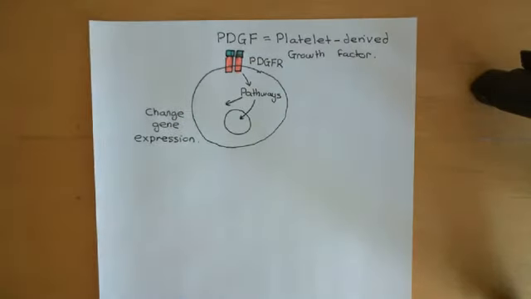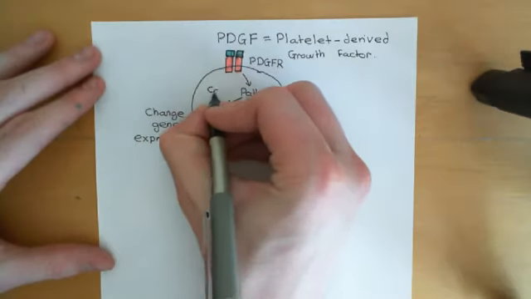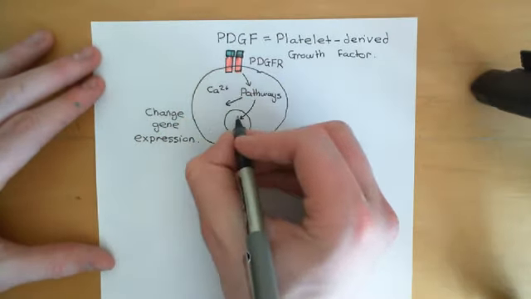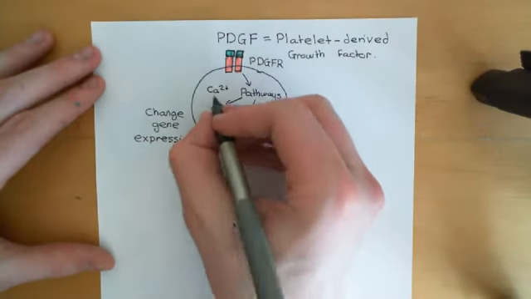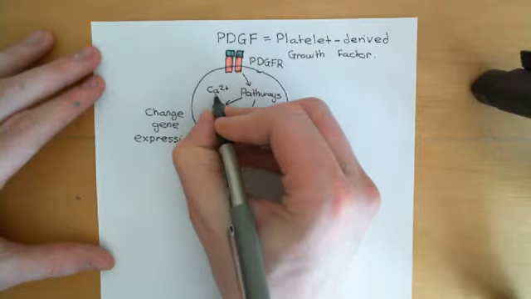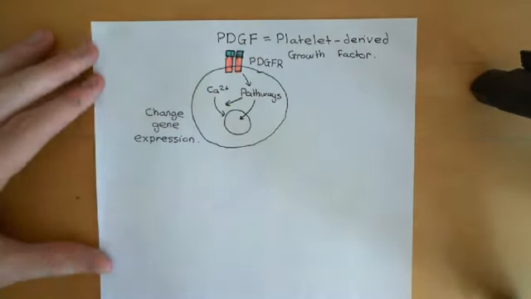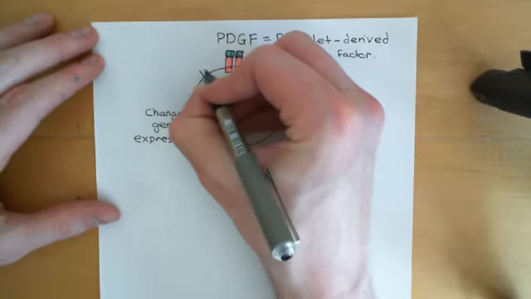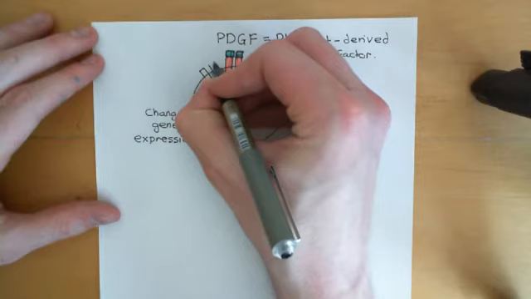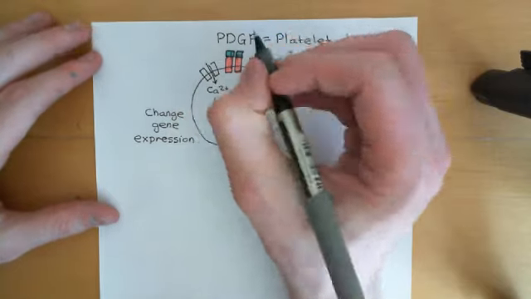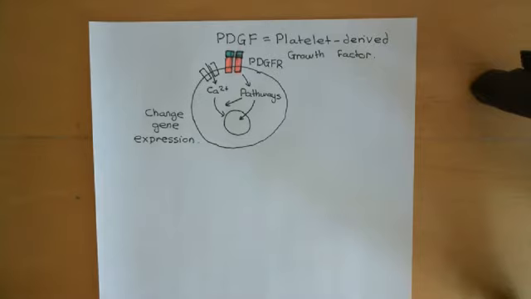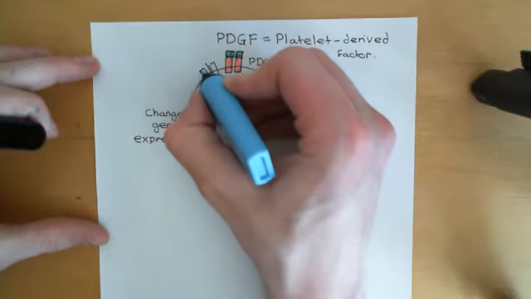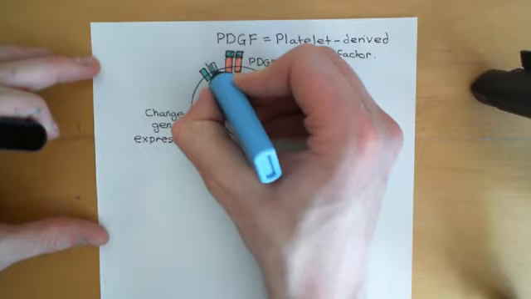Now, one of the signals that platelet-derived growth factor receptors are believed to produce is a calcium signal, which is believed to also have effects on changing gene expression that help to induce the cell to divide. The way they are believed to do this is by opening plasma membrane calcium channels, which allow calcium to come in.